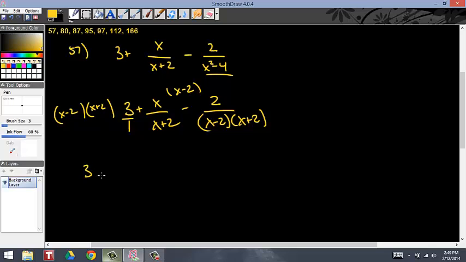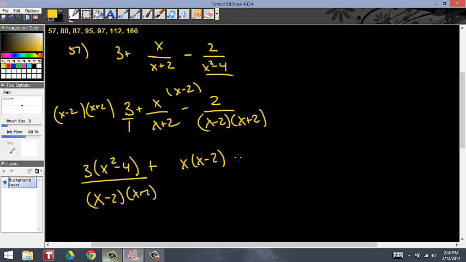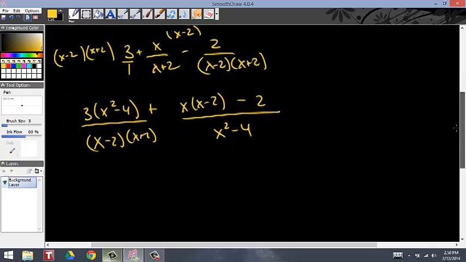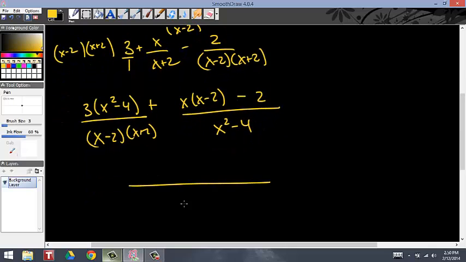So this becomes 3 parentheses x. I'm going to just FOIL this out. This is x squared minus 4. We know that. Plus, and that's all over x minus 2 times x plus 2. This is x times x minus 2 minus 2 all over the common denominator. So I'll just say x squared minus 4. Okay, so I can put all of these all over one common denominator now, so it's going to be all over x squared minus 4. Let's see here. This is going to be 3x squared minus 12.